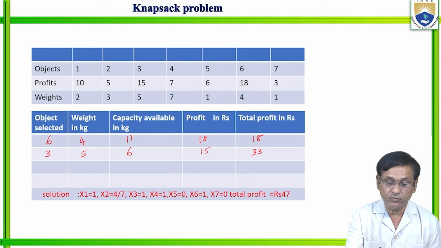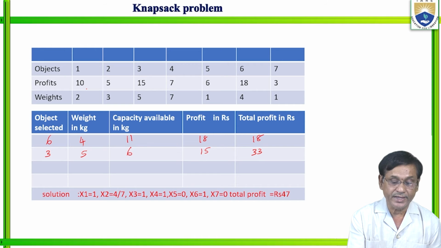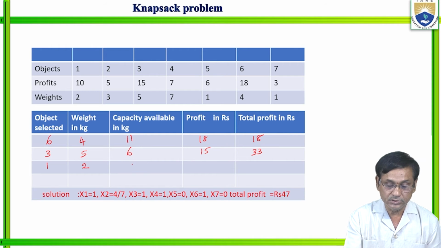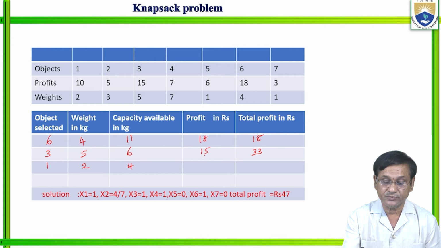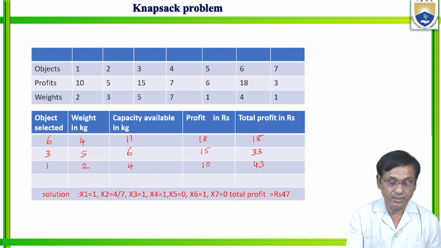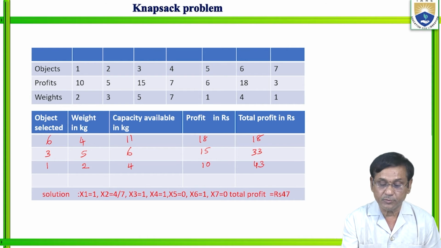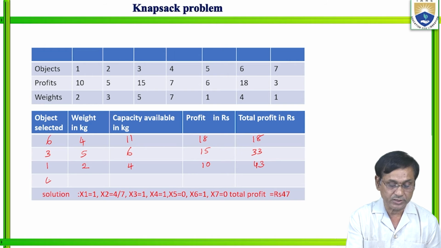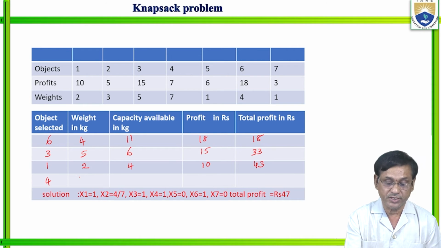So after 15, what is the next highest profit? 10. That is corresponding to the first object. Then weight of the first object is 2, and the balance is 4, capacity of the bag left over. Then the profit is 10. Then this is 43. Then next highest profit is 7. That is corresponding to the fourth object. So now fourth object is placed here.